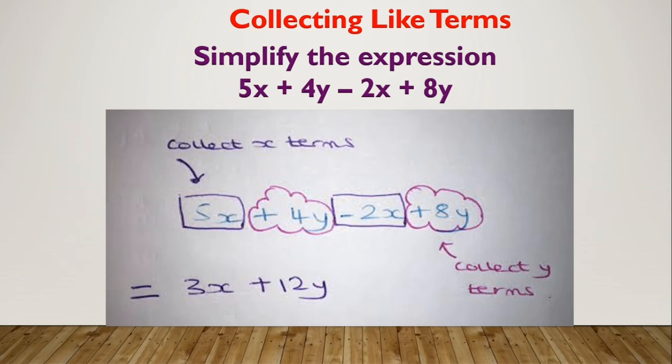So please copy down this example. And the way they've done it as well, they put a square around the x terms, and then they put a circle around the y terms, just to differentiate and to not make a mistake involving the signs.